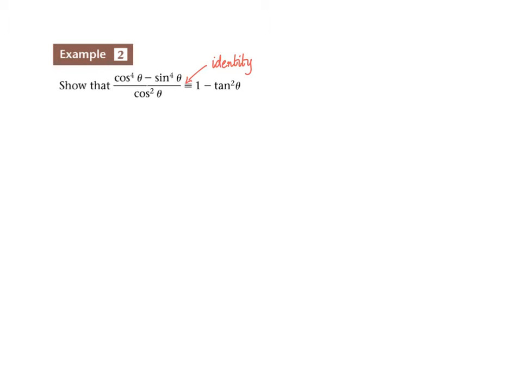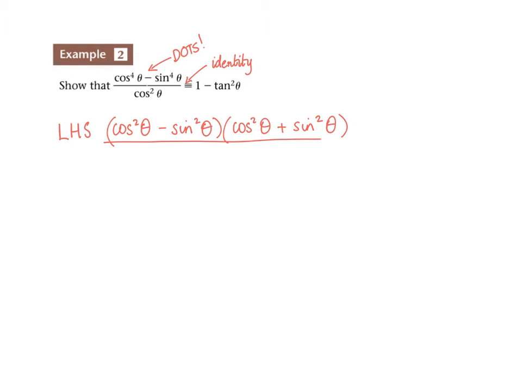So with an identity, we take one side or the other, and we usually take the side that we can do most with. So what I'm thinking is I will take the left hand side and I will try and do some algebra on it. Now, as you know, one of my favourites is difference of two squares, and we can see on the top line there we have got one. So it's going to be cos squared theta minus sine squared theta and cos squared theta plus sine squared theta. That's going to be our top line, and that's going to be over cos squared theta.